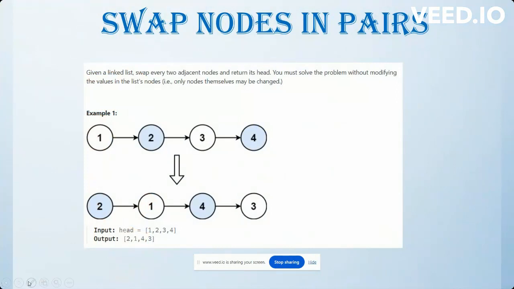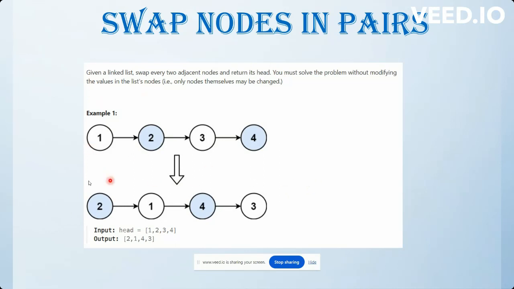The first question is swap nodes in pairs. The problem statement is: given a linked list, swap every two adjacent nodes and return its head. You must solve the problem without modifying the value in the list node. Now first let's understand the first part of the problem description.